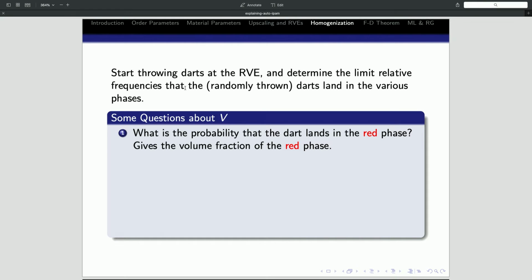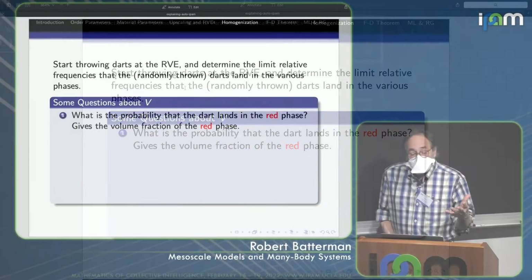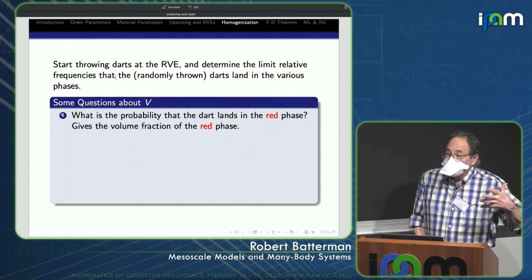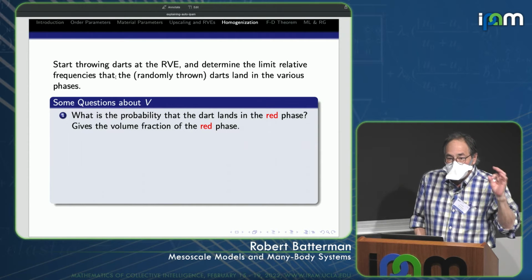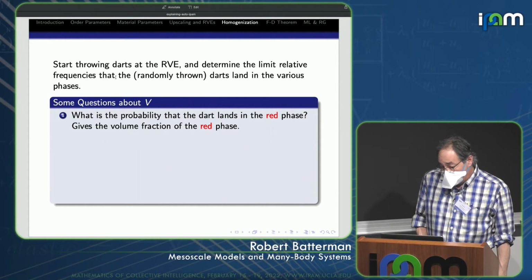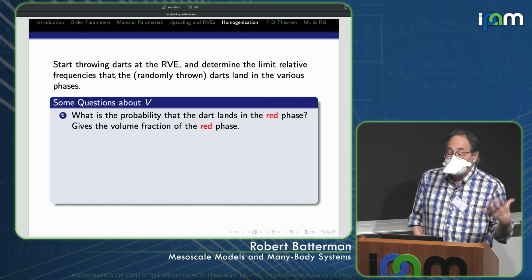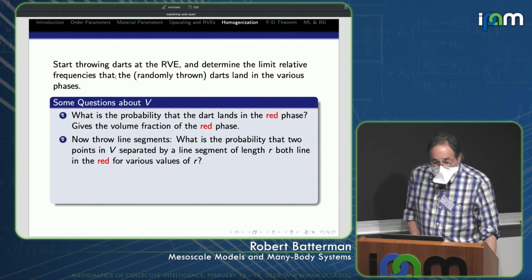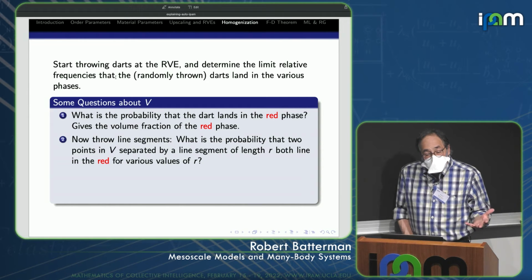Okay, so we can ask a bunch of questions about this representative volume element. What's the probability that the dart lands in the red phase? Well, that's going to be this limit relative frequency of the number of times the darts land in the red phase, and that's going to give us the volume fraction of the red phase. We can now throw line segments.